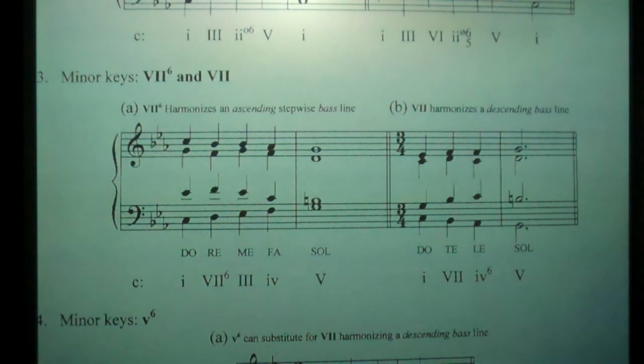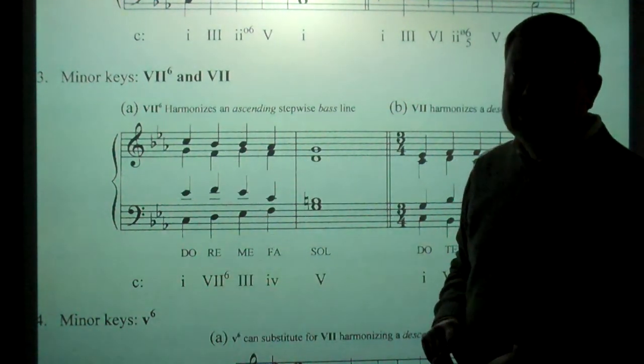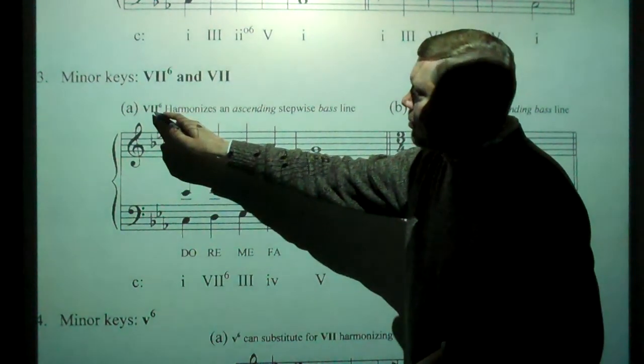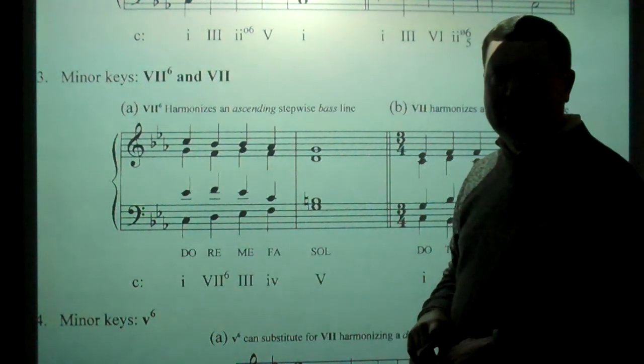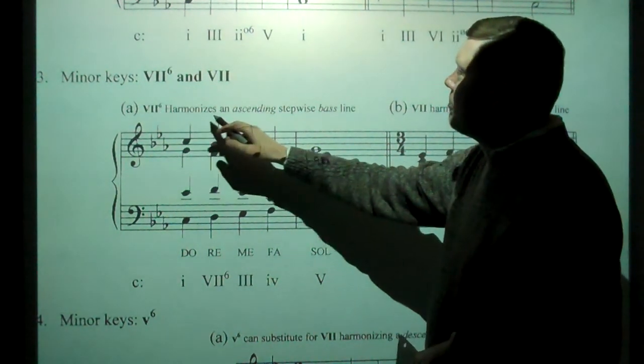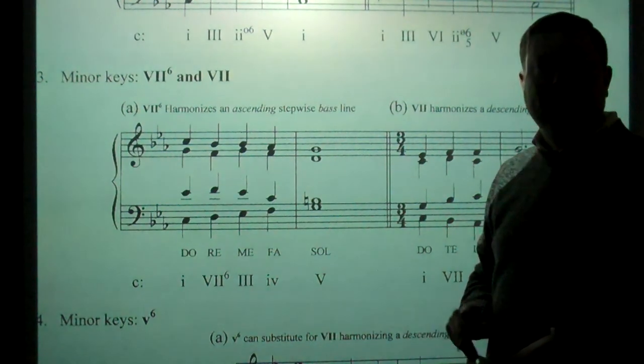The first correct way that a capital or major 7 chord is used, and by the way, we're always in minor keys when the 7 is capital or major, is to use it in first inversion. That is to write capital 7 with a 6 next to it to indicate first inversion. And a 7/6 chord harmonizes an ascending bass line.